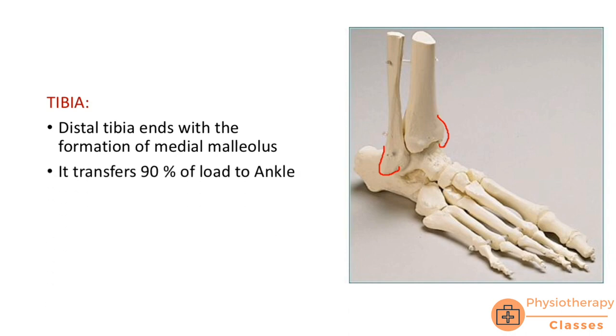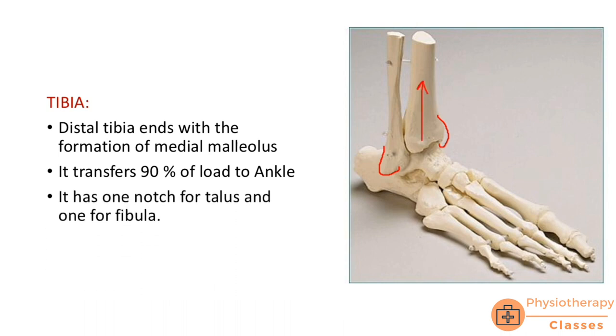The medial malleolus transfers 90% of the load to the ankle joint. Therefore, this is the primary bone which takes weight. It has one notch for the talus and one for the fibula. You can see here on the lateral side, it has a notch for the fibula, and on the inferior side, it has a notch for the talus.